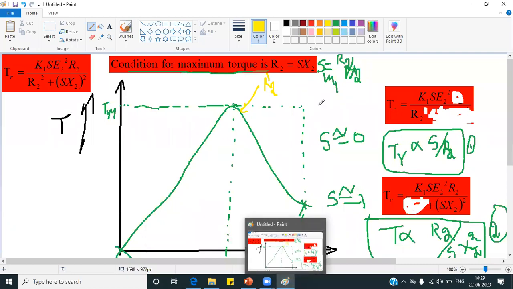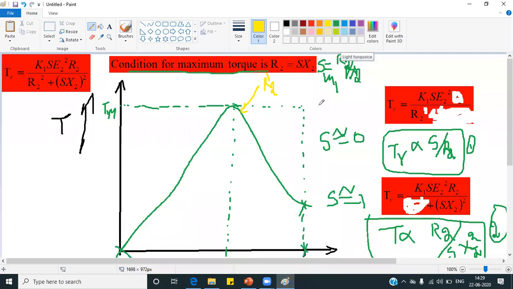Now there are two types of rotors, guys. Are you getting it? So how do we find maximum torque? You have a torque equation, and you have this condition R2 equal to SX2, right? You substitute R2 equal to SX2 over here, you will get maximum torque, right? So that is the case.